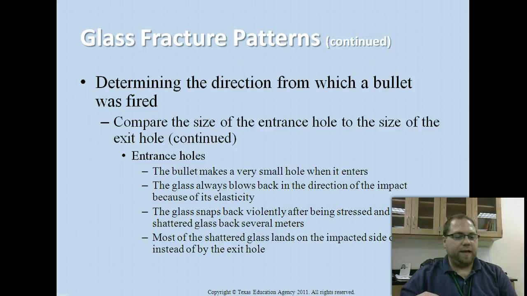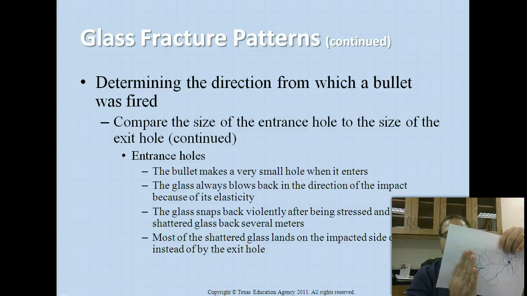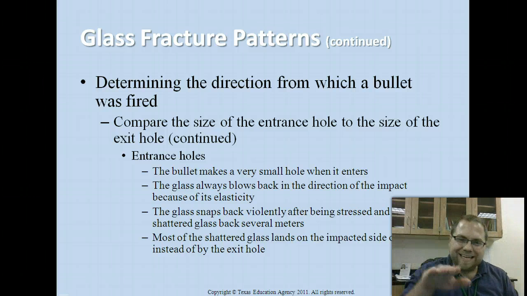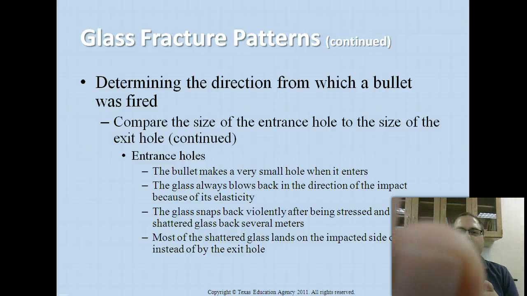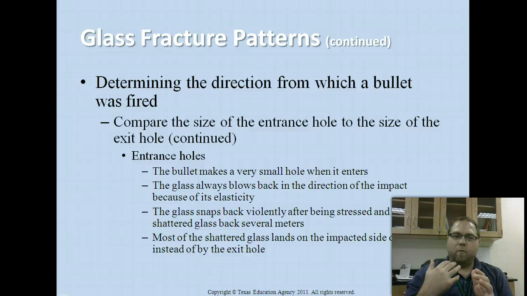Also, there are some things about glass, since it is elastic. If you have your bullet going this way, it's going to cause that glass to go out and then buckle back. And so glass tends to fly forward. If I'm firing the bullet this way at you, you're going to find more glass on this side than on the other side. That's really important in determining direction.